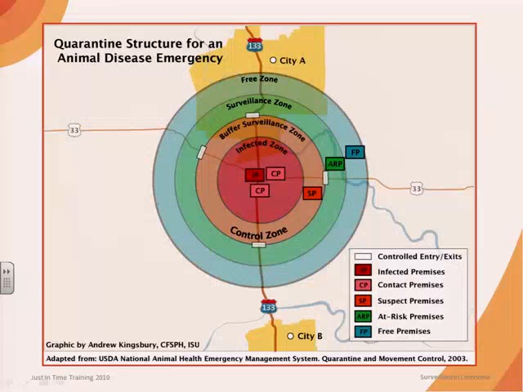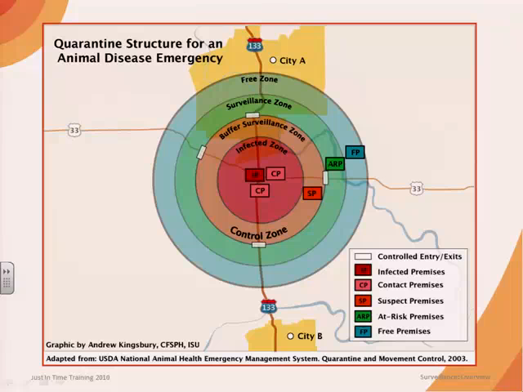Once a case and premises are classified, response actions will be necessary and initiated. This usually involves some level of quarantine measures, especially in cases of highly contagious or foreign animal disease. Zones are designated to define infected areas, which will typically be quarantined, or those areas in need of additional surveillance or assessment. This graphic shows a sample quarantine structure for an animal disease emergency. The infected premises is designated by the IP in the red box.